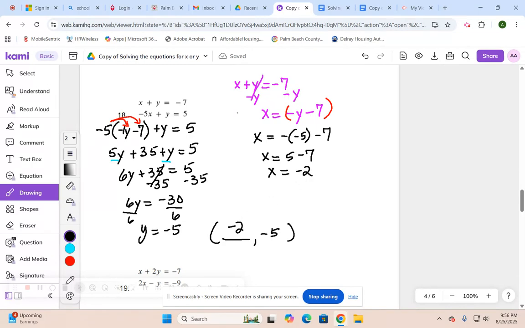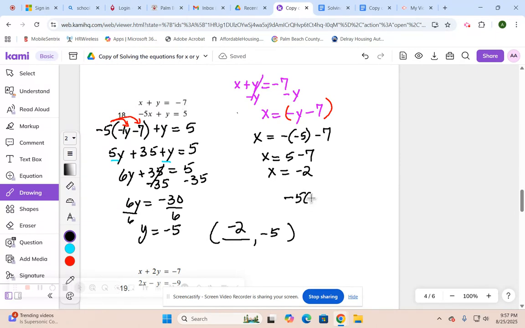So then x is negative 2. We need to just check that. You know, you can do mental math. You can check it using mental math. Let's try that for this one here. So replace x with negative 2. Replace y with negative 5. Negative 2 plus negative 5, is that negative 7? Yes. So it does check.